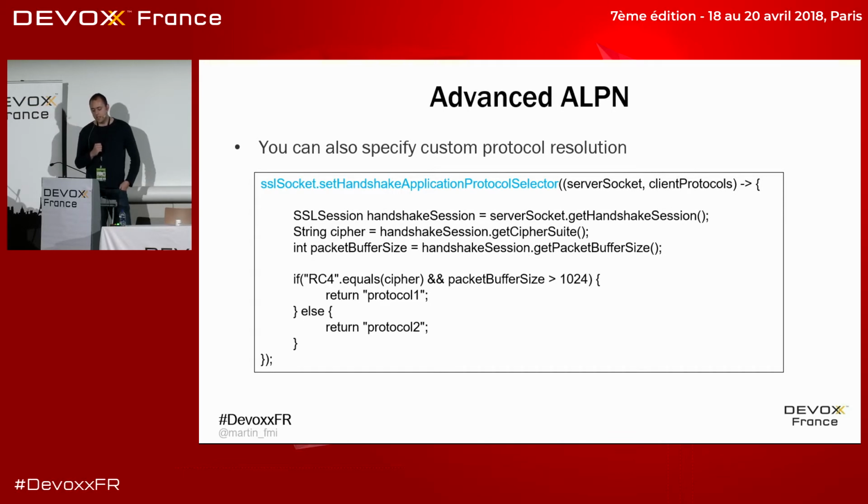And in that particular example, I get the current SSL session. And from that session, I get what is the negotiated cryptographic cipher between the client and the server. Then I get the negotiated packet buffer size, which is 1024 bytes. And if the negotiated cipher is RC4 and the packet size is bigger than 1024 bytes, I return protocol 1 as the application protocol. Otherwise, I return protocol 2. As you can see, this is a much more customizable and complex way to negotiate the application protocol during the TLS handshake process.